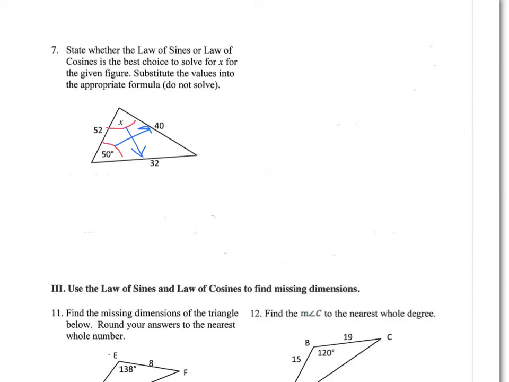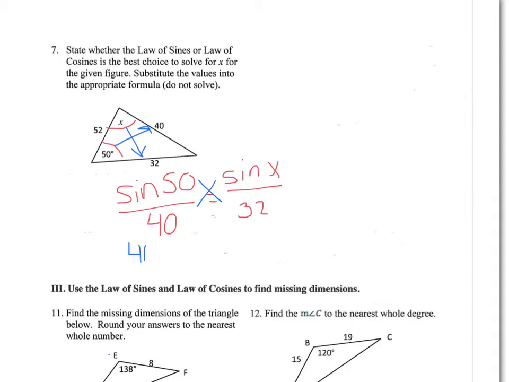The law of sines says that I'm going to use the sine of one of the degrees. Let's use 50 first. So the sine of 50 over the side opposite it, which is 40, is going to equal the sine of x over the side opposite it, which is 32. Once you have two fractions that equal each other, to solve for x, you can cross multiply. So I'm going to have 40 times the sine of x is going to equal 32 times the sine of 50.